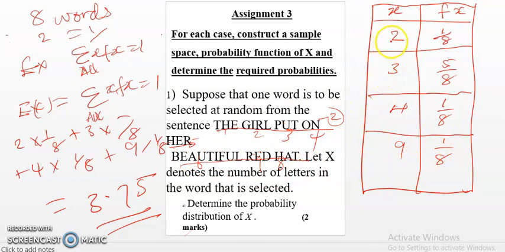When we evaluate the expected mean, we will simply have 3.75, because it is the value of x multiplied by f of x, then we add them together. That's why we have 2 multiplied by 1/8, plus 3 multiplied by 5/8, plus 4 multiplied by 1/8, plus 9 multiplied by 1/8, and then we get 3.75. Let's see the second question.